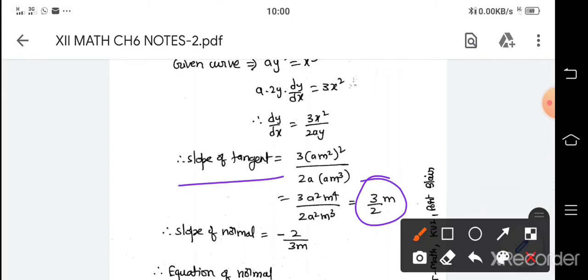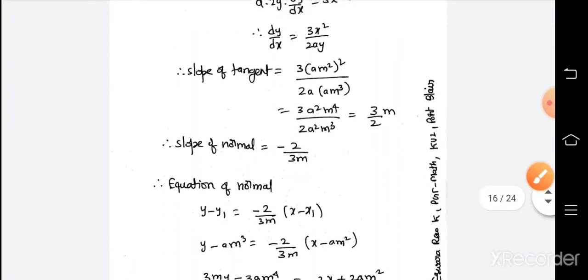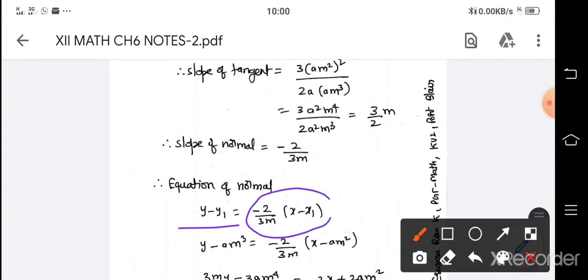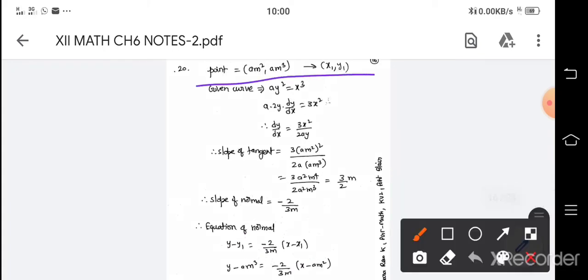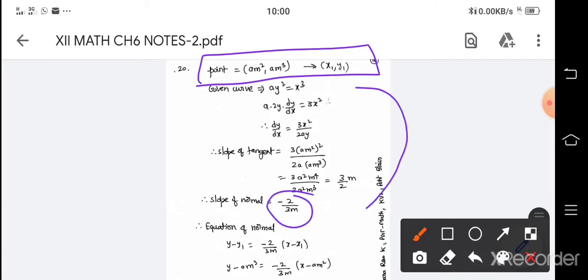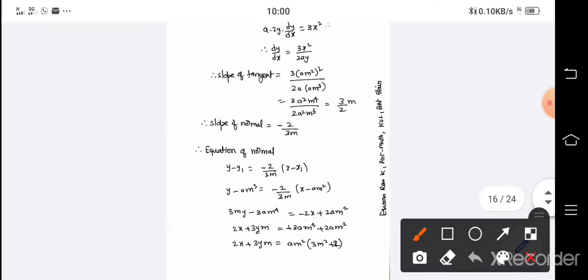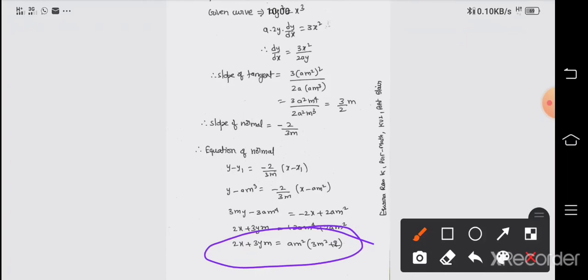But what they are asking is the equation of the normal. So the slope of the normal will be minus 2 by 3m. So the equation of the normal will be y minus y1 equal to minus 2 by 3m times (x minus x1). The slope is substituted in place of m. Then it is y minus y1, x minus x1. What are x1 and y1? The point of contact is given. You can take that as x1 and y1. Substitute the slope. Using these two things we find the equation of the normal. After simplification we get this one as the equation of the normal. Simplification has been done here. Look at the simplification very carefully.